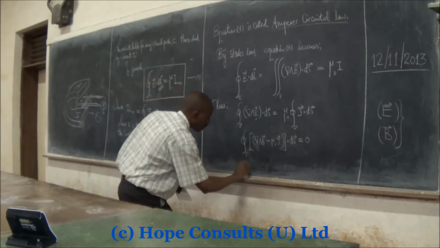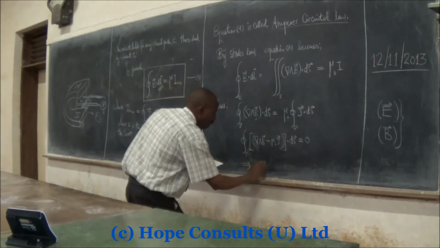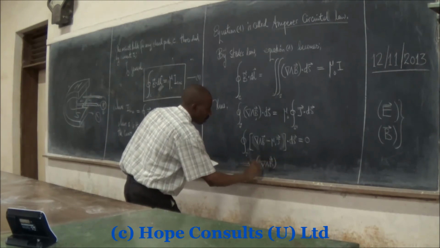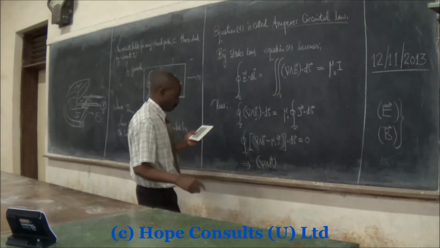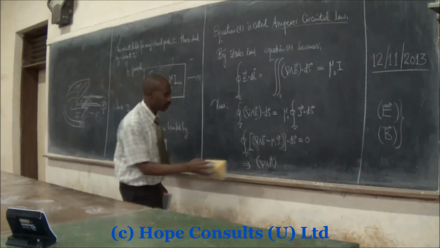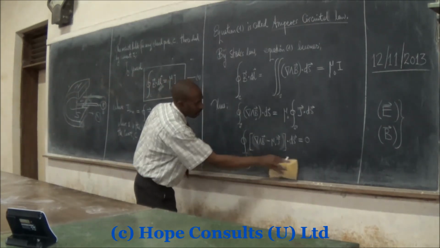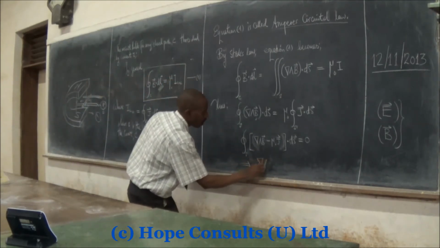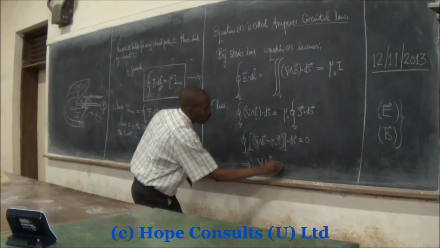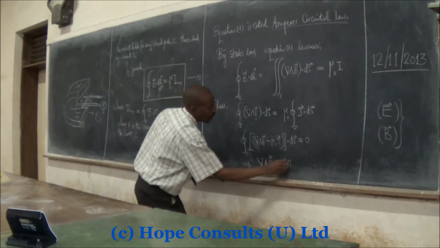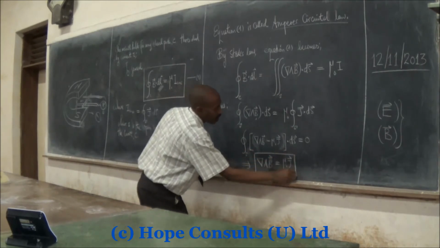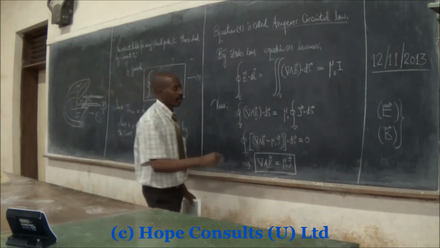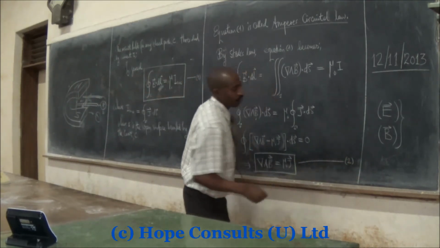Implying that our curl of B is equal to mu naught J. This is also special. We can call it our equation 2.